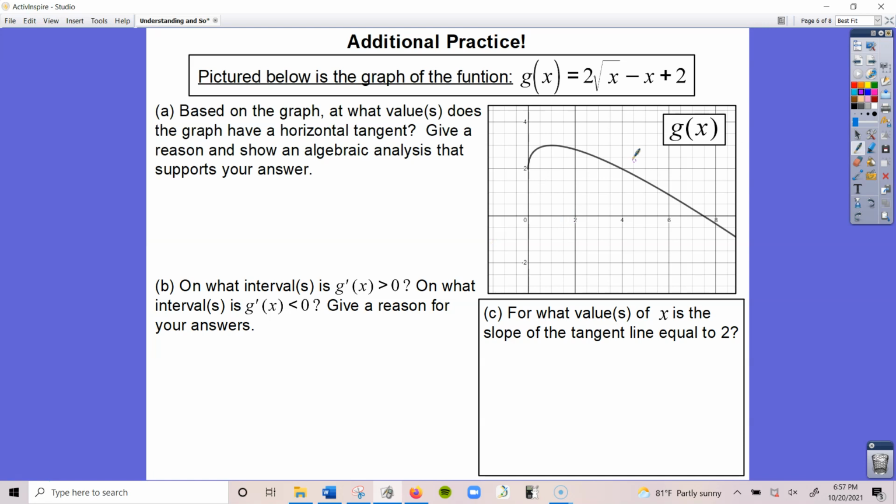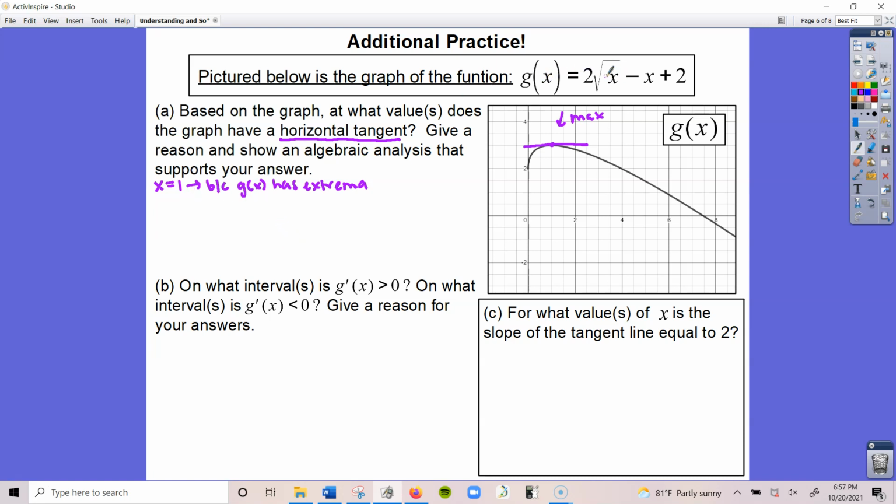So when I look here at my graph, we have a horizontal tangent whenever my function has extrema. As you can see here, this is a maximum. That means that I would have a horizontal tangent line at that point, which is at x is equal to 1. So we would say because g of x has extrema. Now to confirm using algebra.